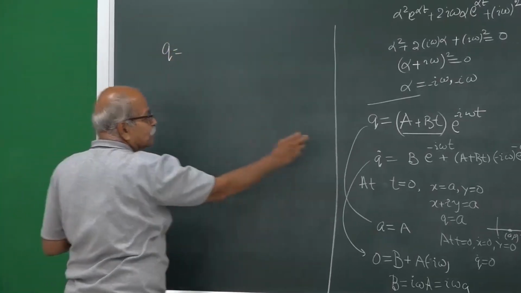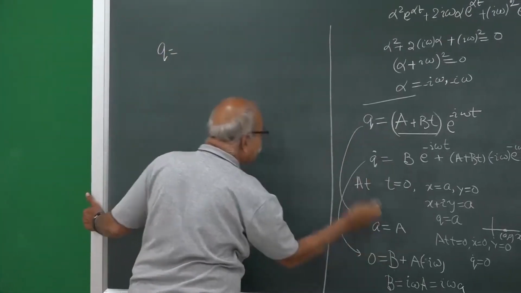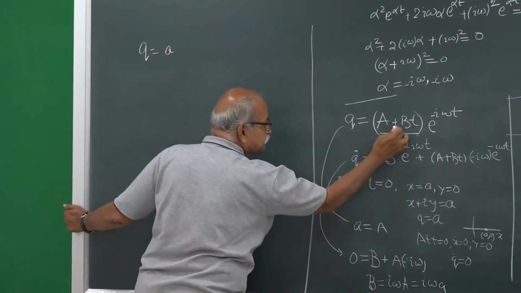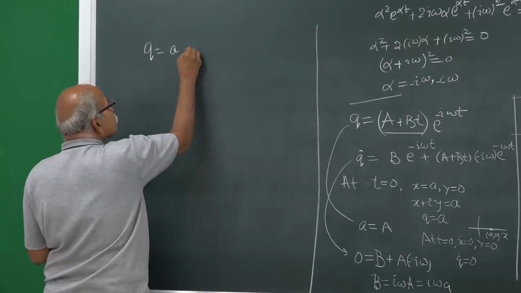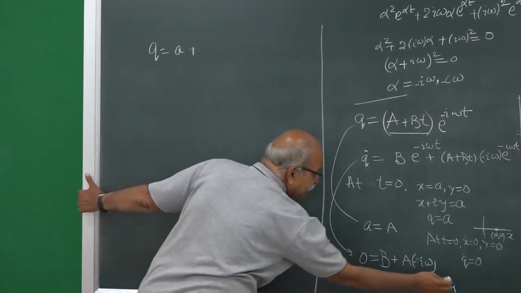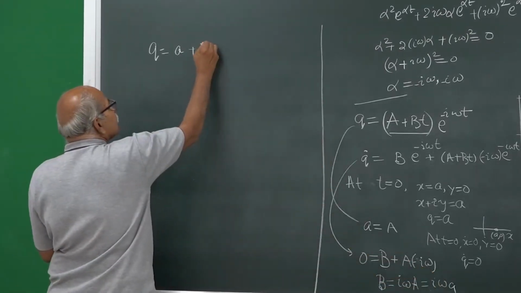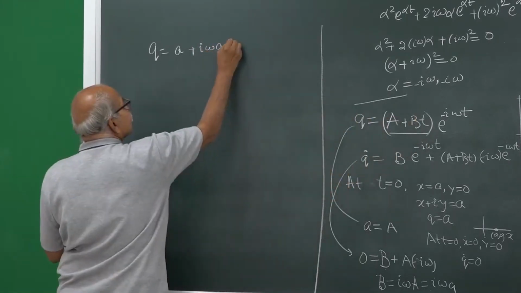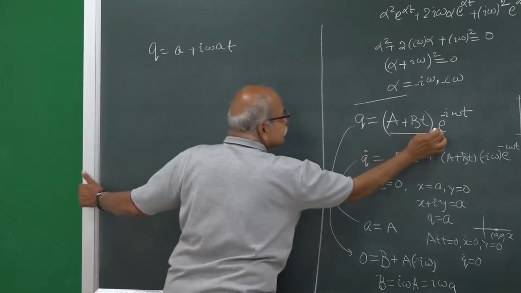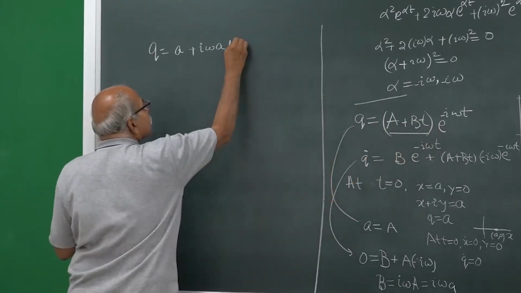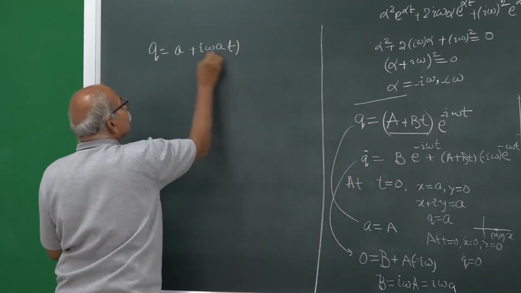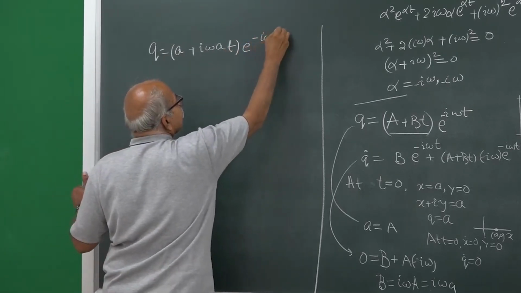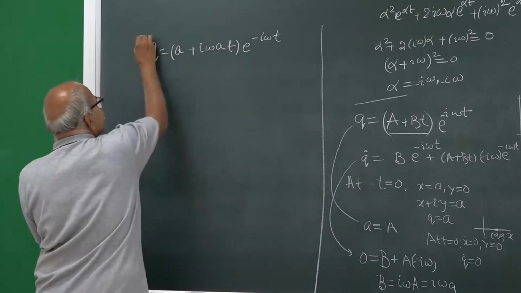Finally, q is equal to A, which is small a, plus B. B is i omega A. So, i omega a into t. So, this is t here, and then e to the power, this whole thing, e to the power minus i omega t. So, this is q.